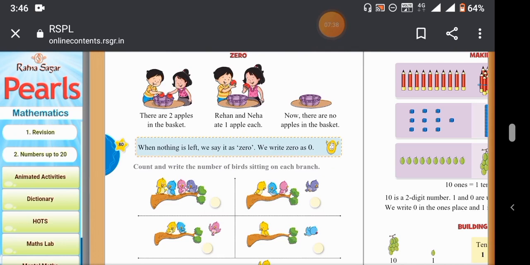So children, 0. There are 2 apples in the basket. Rehan and Neha ate 1 apple each. So here Rehan and Neha both together ate both the apples. So now in the basket, how many apples are left over? Yes, children, now there are no apples in the basket.